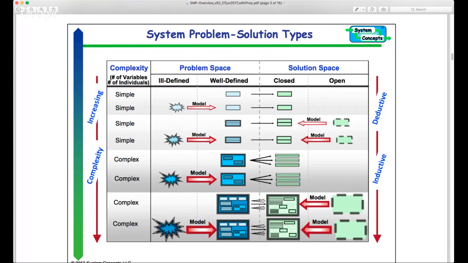In the solution space, it's the same way. We model the solution space, and I believe structural modeling can be used here as well, to create a closed space. And again, this is not just one model. There could be multiple models here that could be used. So then we can apply our problem solution approaches and have well-defined problems that we can match to closed solutions.